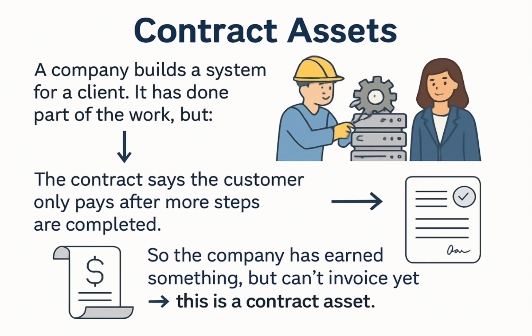Example. A company builds a system for a client. It has done part of the work, but the contract says the customer only pays after more steps are completed. So the company has earned something but can't invoice yet. This is a contract asset.